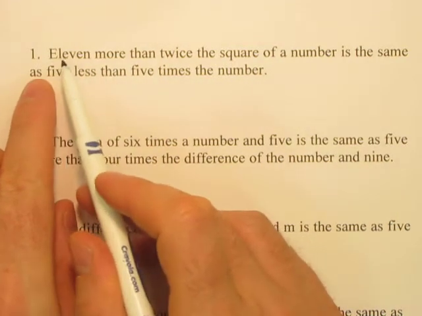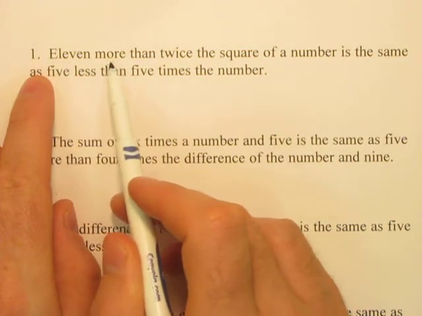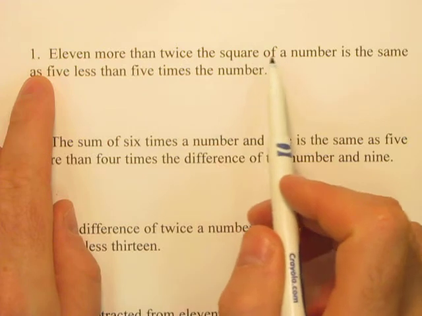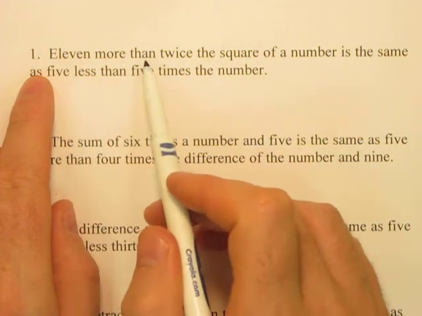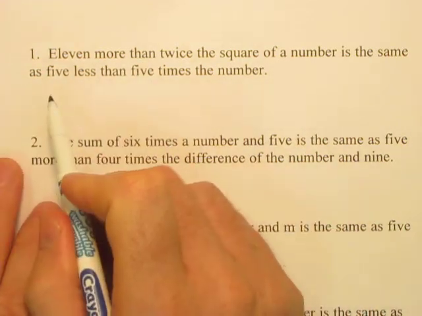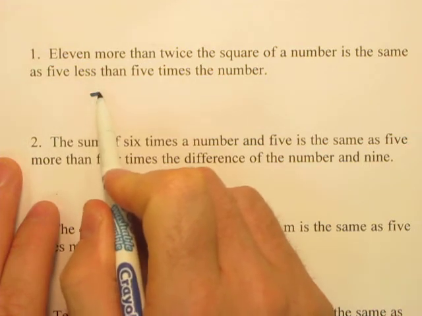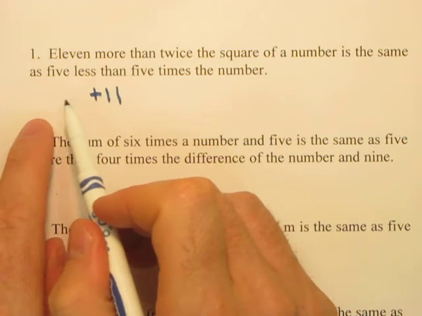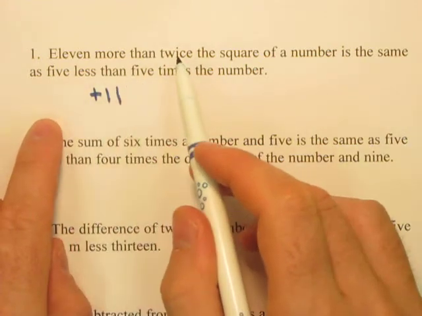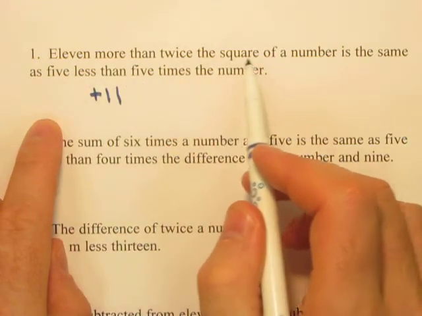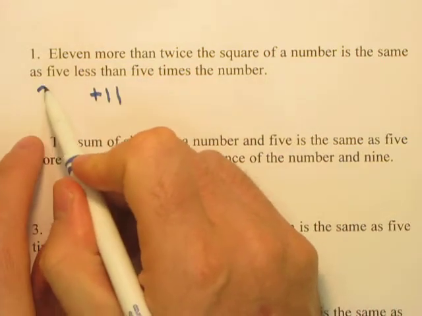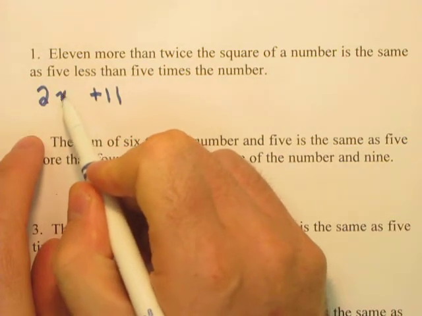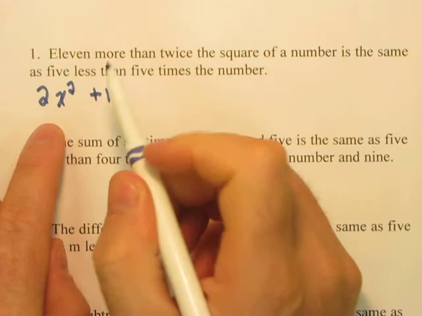I'll start with this little phrase here. 11 more than twice the square of a number. The 11 more than is telling me that I need to shift over and put plus 11. And then I'm waiting to figure out 11 more than what. So I jump back and say twice the square of a number. 2 times the square of a number. So that'd be 2x squared.